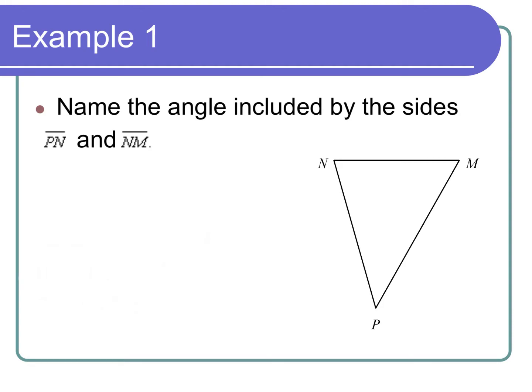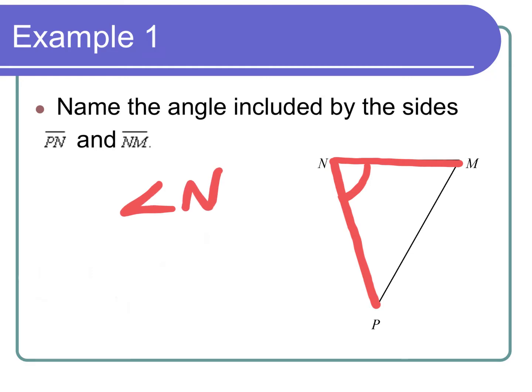And this example asks for the angle included by sides PN and NM. So if PN is formed by this side and NM is formed by this side, this would be our included angle that is formed by those two sides. So it would be angle N.